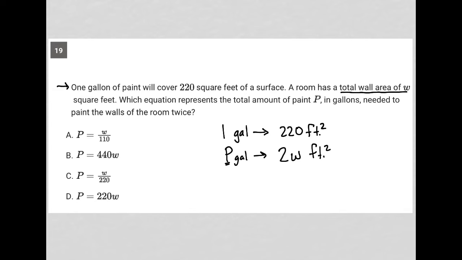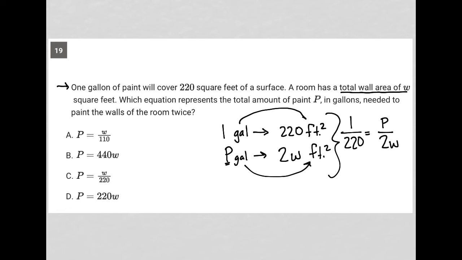So usually whenever you're comparing different units, right, gallon to square feet, we're going to set up a proportion. So the proportion for us in this case would be 1 to 220, right? And one way to say it is 1 is to 220 as P is to 2W. The gallons of paint required to cover 220 square feet of a surface is equivalent, in terms of relationship, to the total amount of paint in gallons to paint the walls of the room twice.